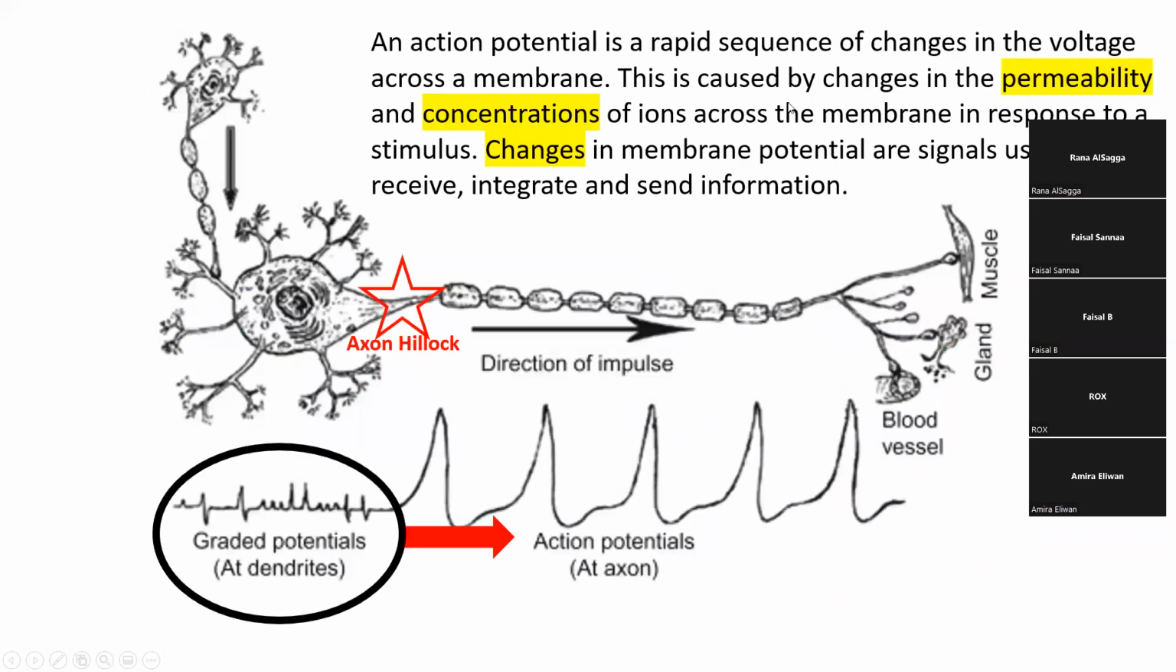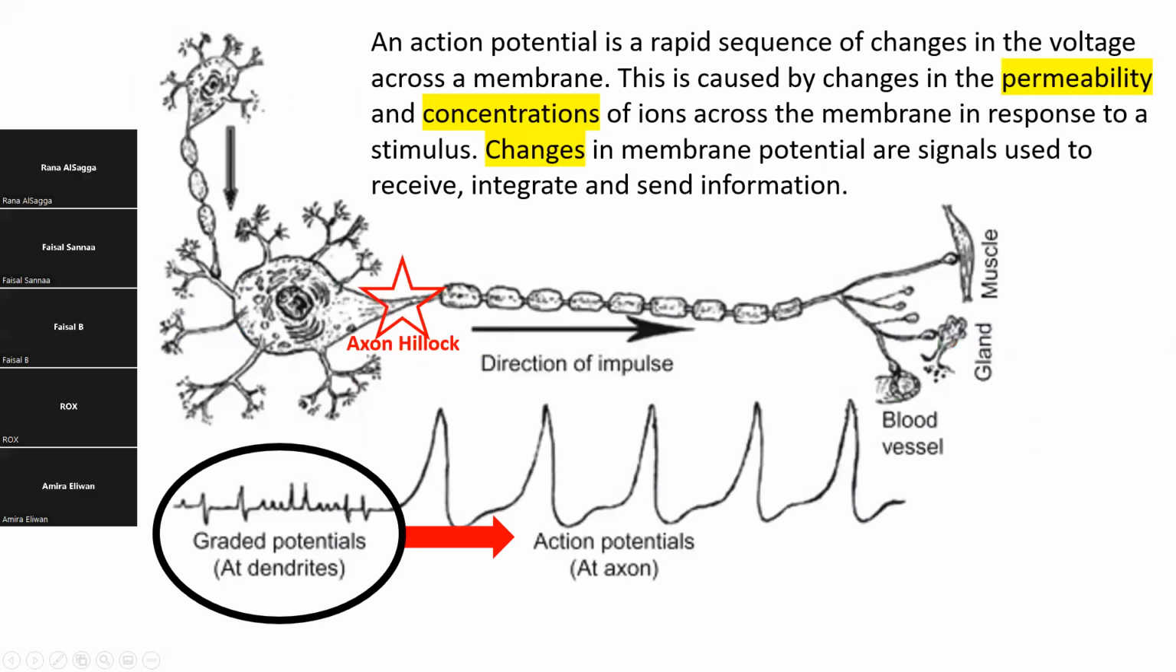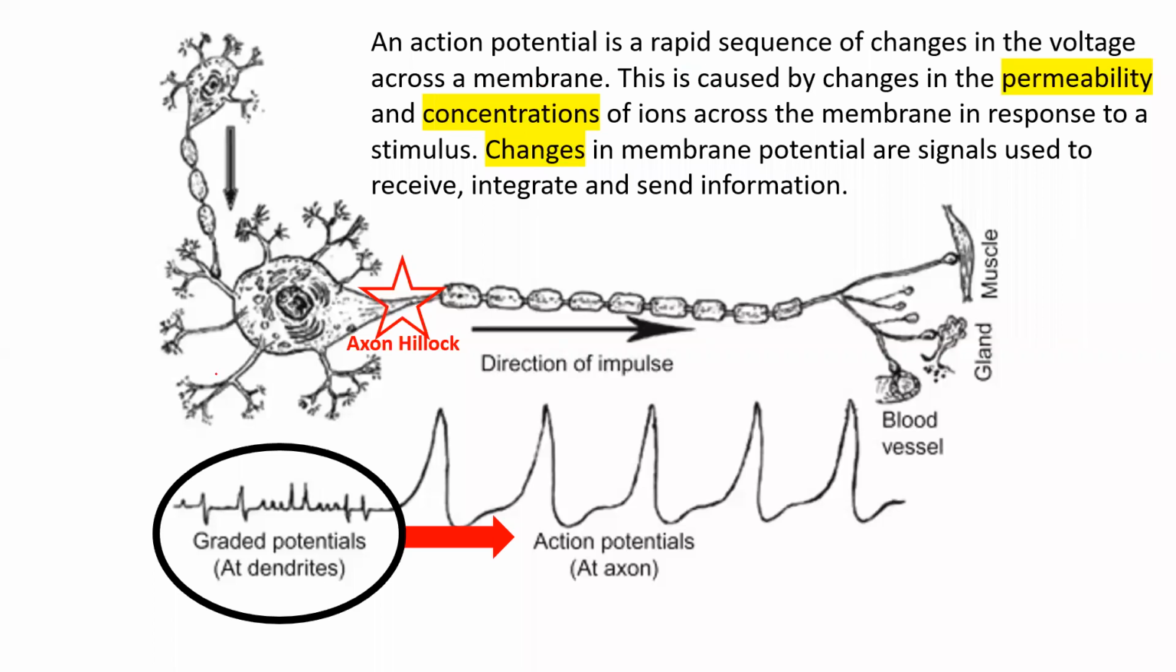So, what exactly is an action potential? An action potential is, let me just move this out of the way. An action potential is a rapid sequence of changes across the voltage membrane. So basically, ions move in and out, and this causes changes in the membrane. It's just ions coming in, ions coming out very quickly, in order to convey the message. And that's about all. These changes in the membrane potential are what are used to send this information because it happens very quickly. This is why they're used.